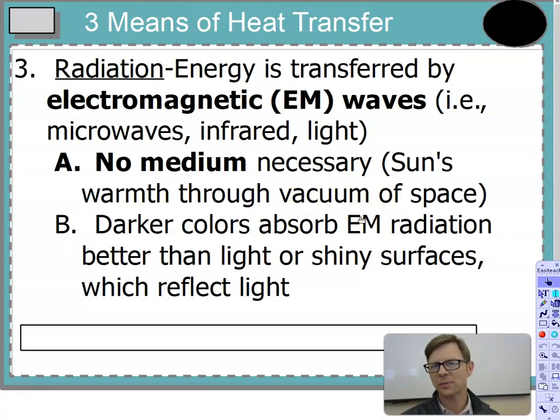You've also had the experience probably that darker colors absorb radiation better, so when something shines on a black surface, it literally transmits more heat than if it shines on a white surface.